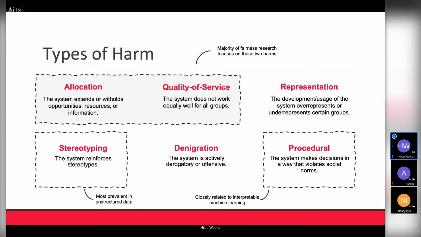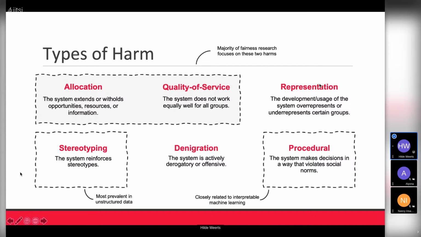A second type of harm is quality of service harm. So this doesn't necessarily relate to allocation of items. It could, but it doesn't necessarily do so. But you could also have a system that simply doesn't work equally well for all groups. So, for example, if you have a skin cancer detection algorithm, but it only works on lighter skinned people, then that could be an indication of quality of service harm.